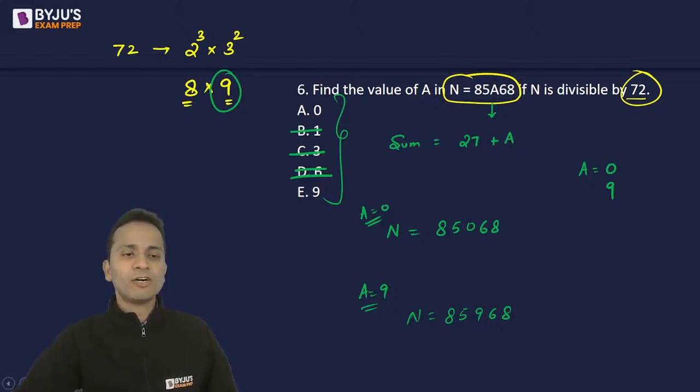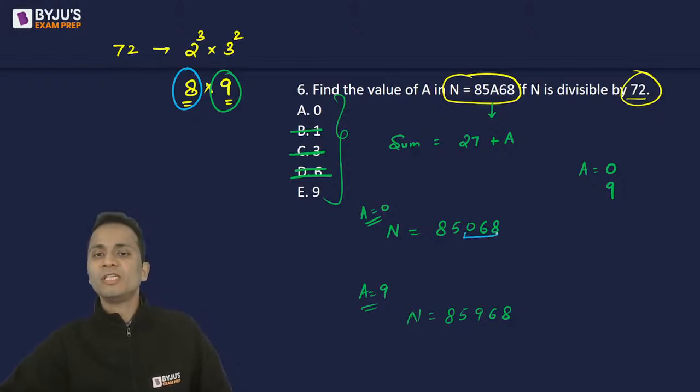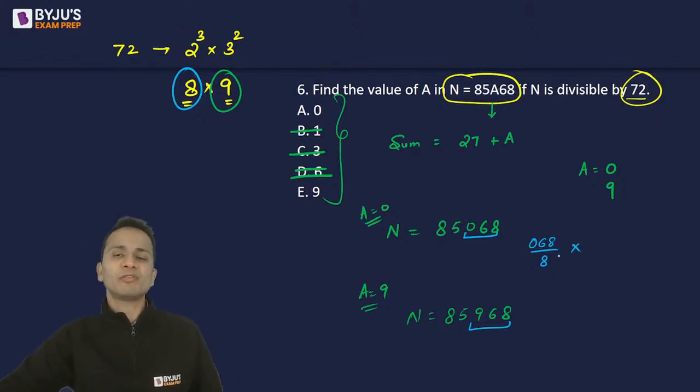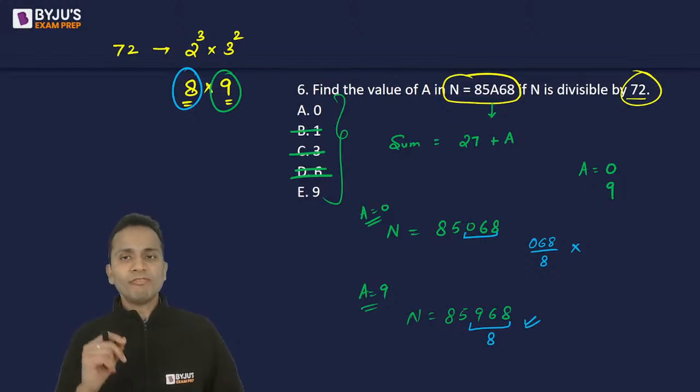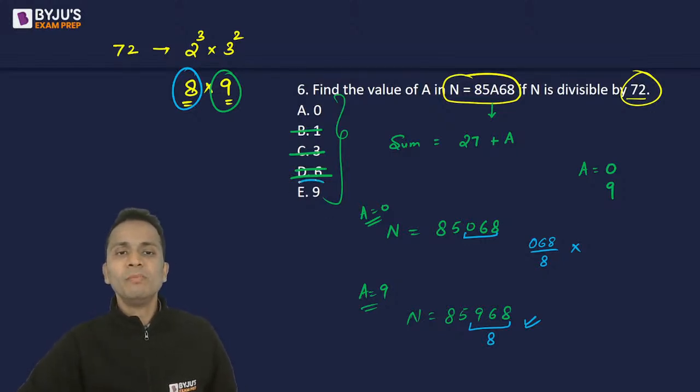Divisibility rule of 8 क्या होता है? In the entire number, just look at the last three digits. So number formed by last three digits should be divisible by 8. So 068, 068, 68 क्या 8 से divisible है? नहीं. 68 8 से divisible नहीं है. क्या 968 8 से divisible है? Yes, 968 is completely divisible by 8. Okay, so the value that A will take will be option E, that is 9.